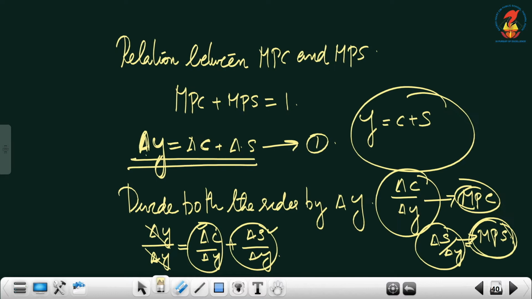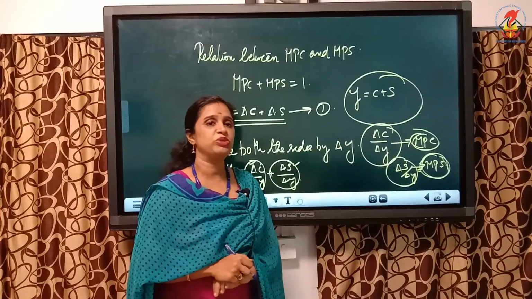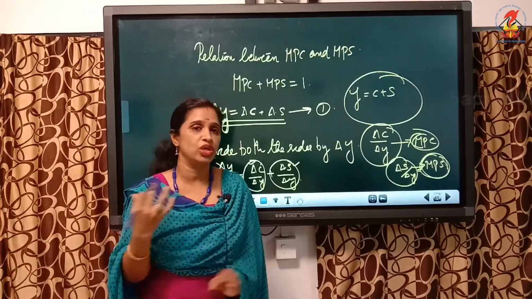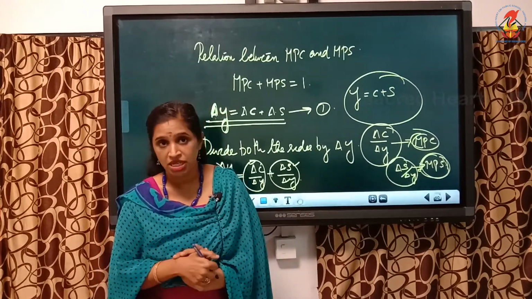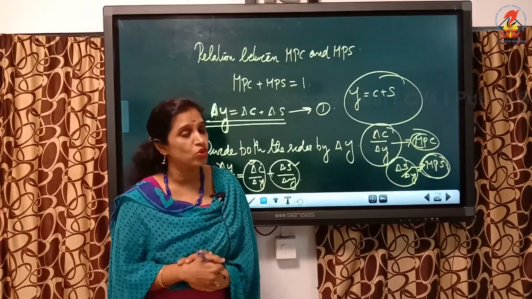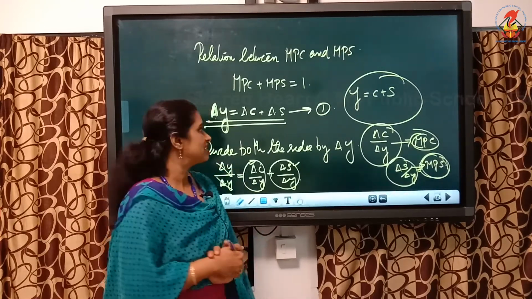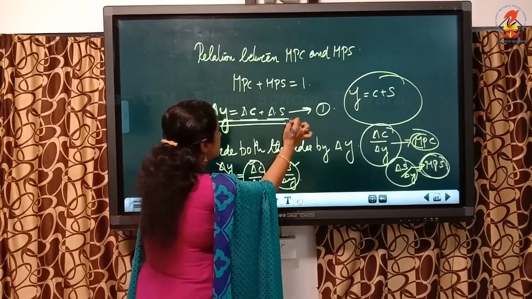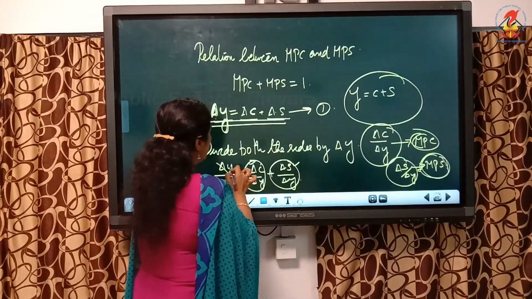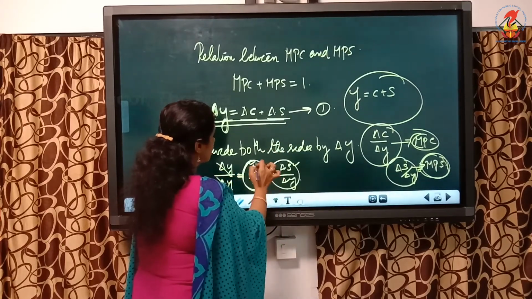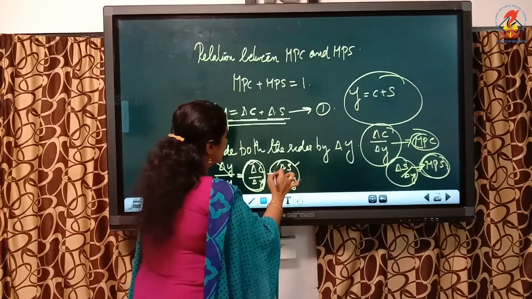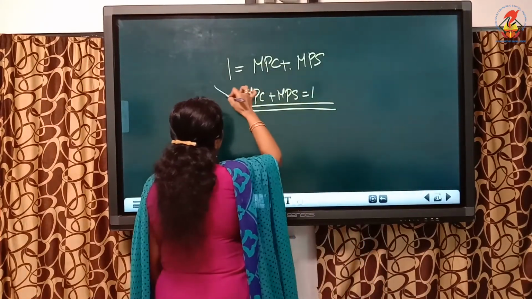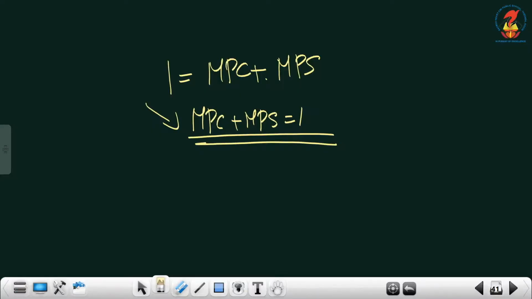Once again you can look into the equation. For explaining the relationship between MPC and MPS, their sum is equal to 1. Keynes has used the equation delta y is equal to delta C plus delta S. Dividing both the sides by delta y, you will get delta y by delta y is equal to delta C by delta y plus delta S by delta y, which is 1 is equal to, this is delta C by delta y is MPC, delta S by delta y is MPS. That is 1 is equal to MPC plus MPS, which means MPC plus MPS is equal to 1.